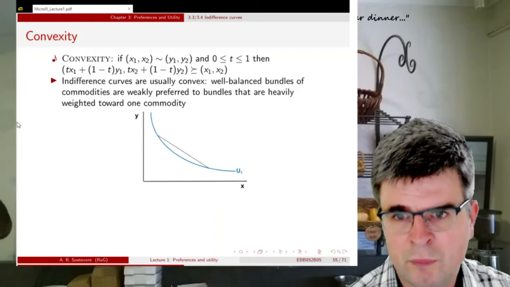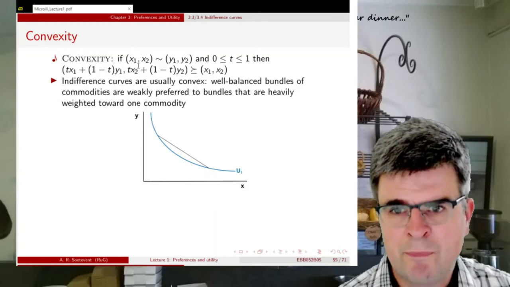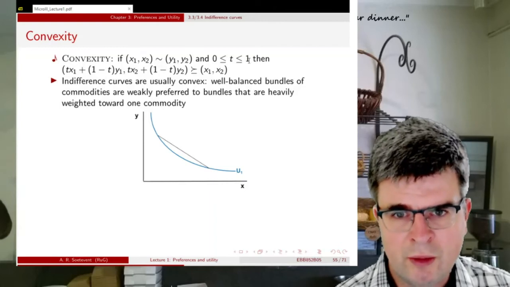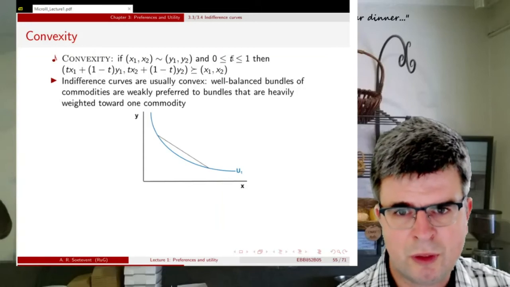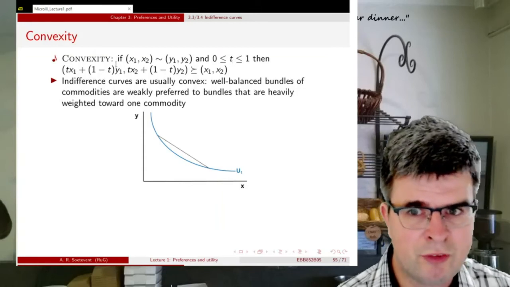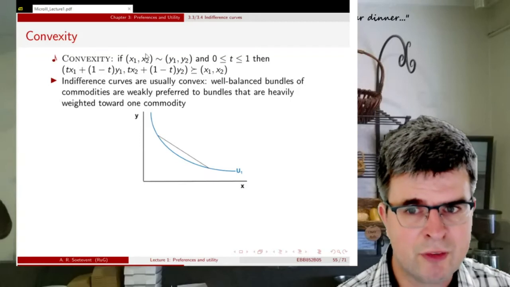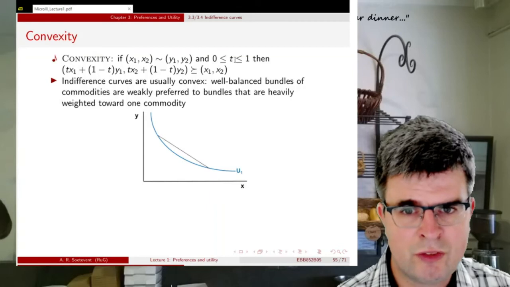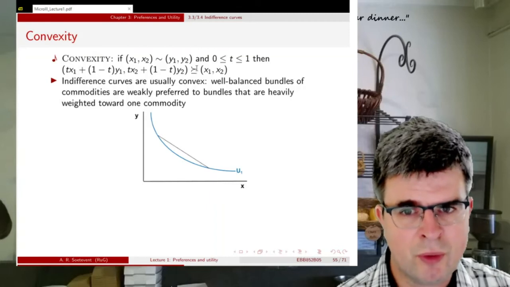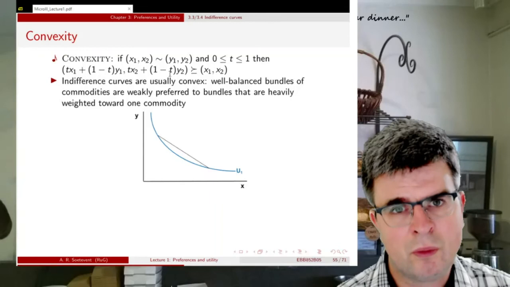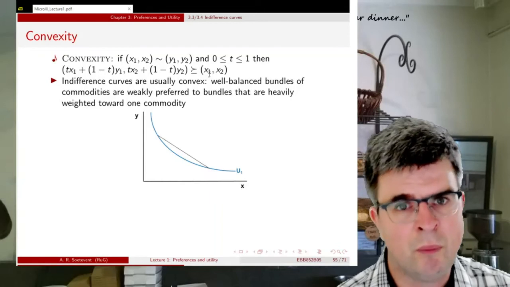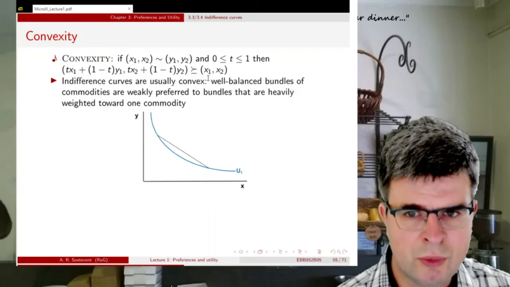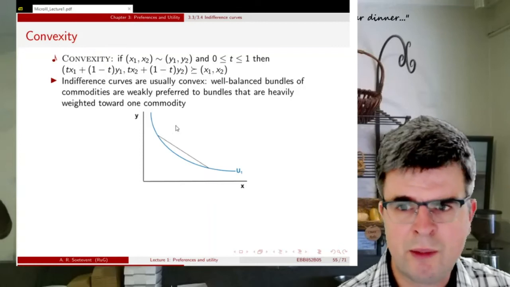So in mathematical notation, it looks as follows. You are indifferent between the 2 original bundles. Now you take a combination of these 2 bundles. So if t is equal to 0.5, you take really the average of bundle x and bundle y. And for any choice of t, you need to weakly prefer the resulting combination over one of the original bundles. Now, indifference curves are usually convex, so they're usually well-balanced bundles.